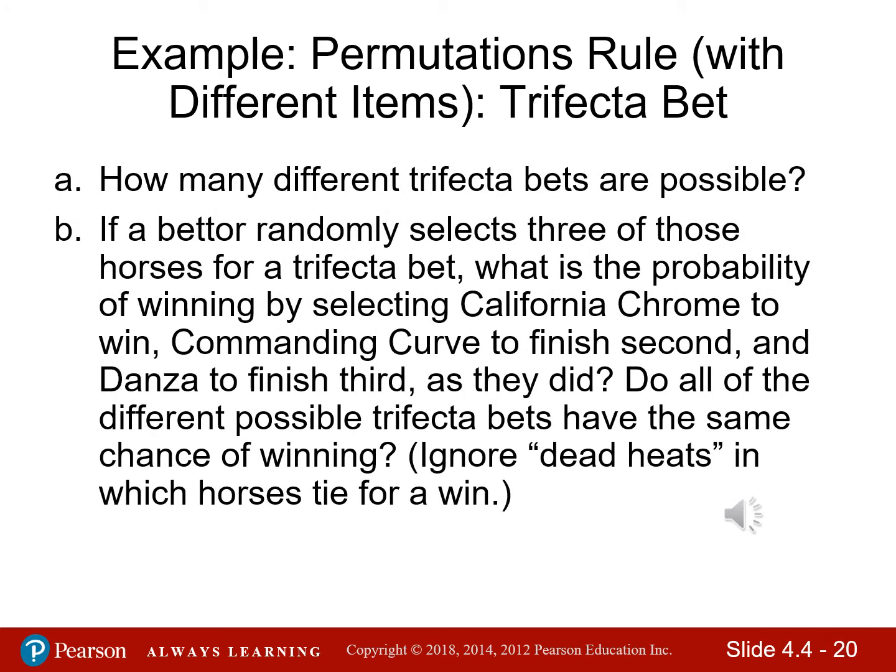Let's find the solution to these two questions for our example. First, how many different trifecta bets are possible? And second, if a bettor randomly selects 3 of the horses for a trifecta bet, what is the probability of winning by selecting California Chrome to win, Commanding Curve to finish second, and Danza to finish third? Do all of the different possible trifecta bets have the same chance of winning?